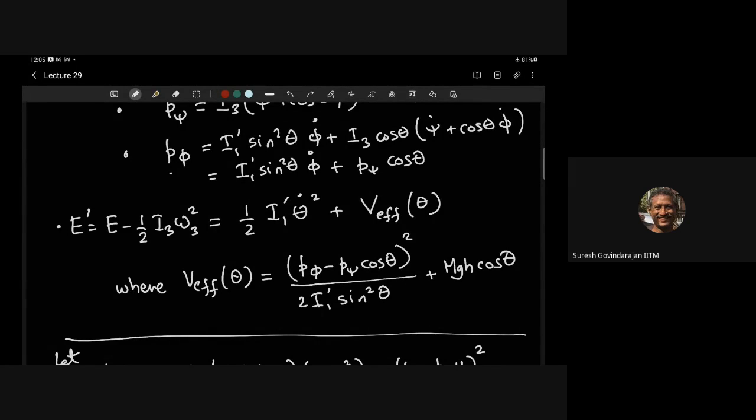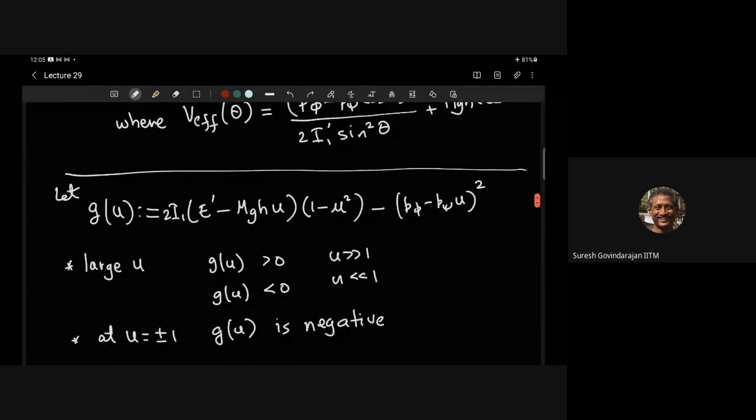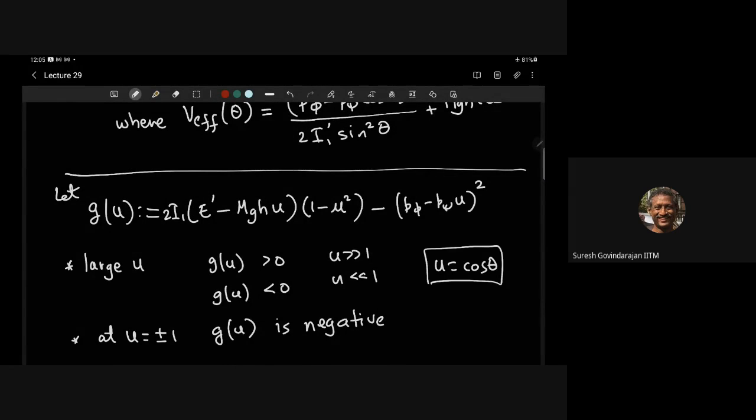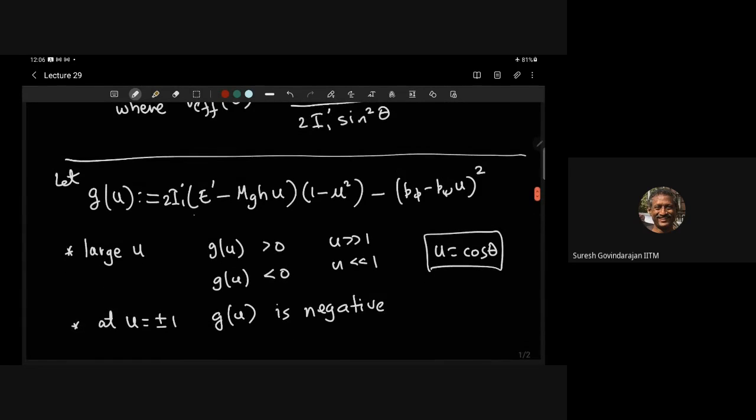Okay, so last lecture we switched variables to u equal to cos theta. You need not do this, but I did that, and I think so did Goldstein. So g of u, I think this g will differ by some I1 factor, is just 2I1 prime times e minus 2mghu, times 1 minus u square, minus this thing. This we saw was a cubic polynomial, and we analyzed the following. For large u, it's true that u belongs to the interval minus 1 to plus 1.